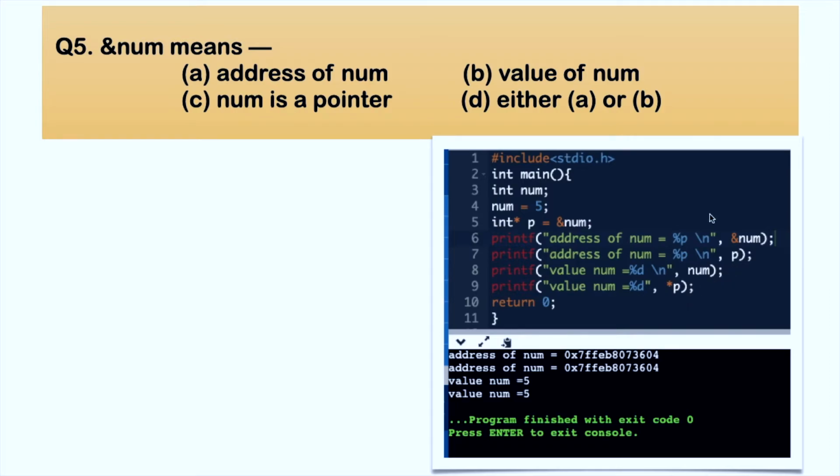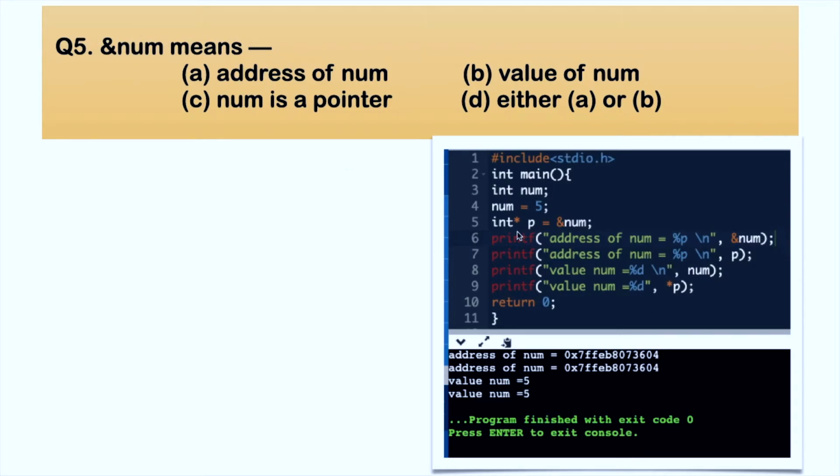So p is pointing to an address, the address of the variable num. Inside num, the value is 5. So star p means it will print the value, that 5 will be printed. So here the 5 is printed. For this case, ampersand num is the address of num.